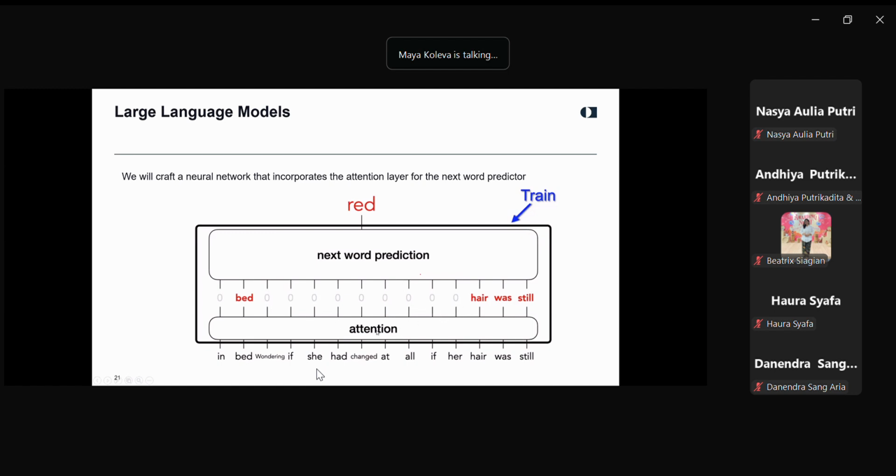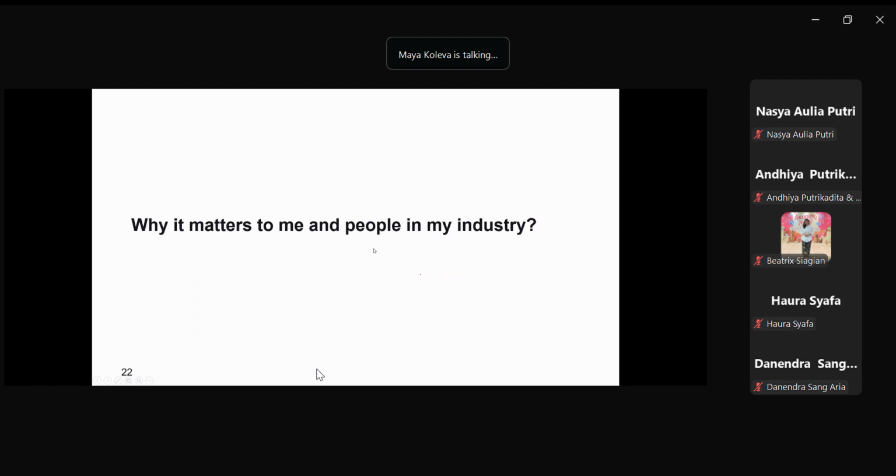It's very simplified terms, but basically we have the attention layer, and the attention layer helps the model identify which are the words it needs to pay attention to, and then it goes into the next word prediction based on its corpus of training data, because it already knows that Bob Dylan loves to write songs about his girlfriends. So this is how he would know that this is a song about a woman. There is a bed there, and her hair was still red.